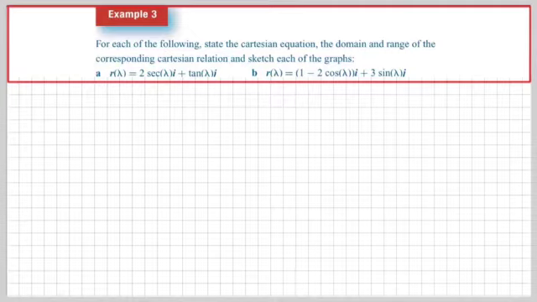Now, in this case, it looks like we're using lambda. Now, for something completely different, come on down, lambda. So for each of the following, state the Cartesian equation, the domain and range of the corresponding Cartesian relation, and sketch each of the graphs. All right. Now, this is a second tan one. Now, they don't state anything about lambda here. They don't give you any domain for lambda, so therefore we have to take the implied values of lambda, okay?